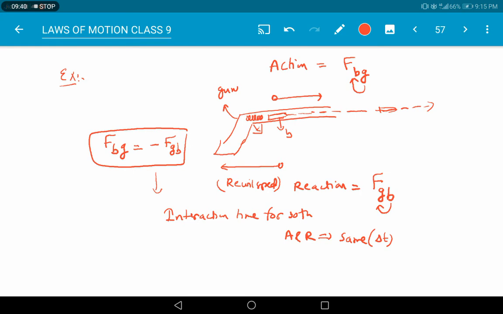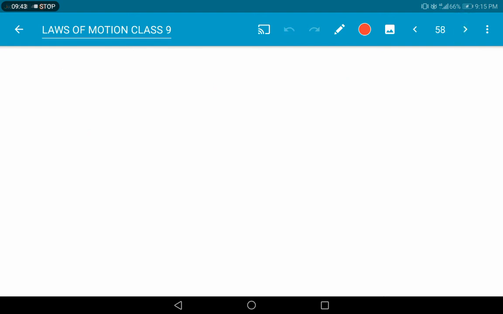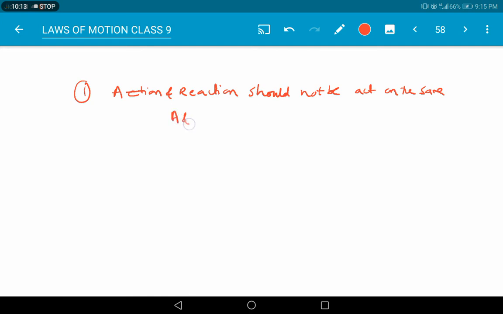So here are some rules to be followed to achieve Newton's third law of motion. What are the rules? The first one is that action and reaction should not act on the same body. That means action and reaction should act on different bodies.